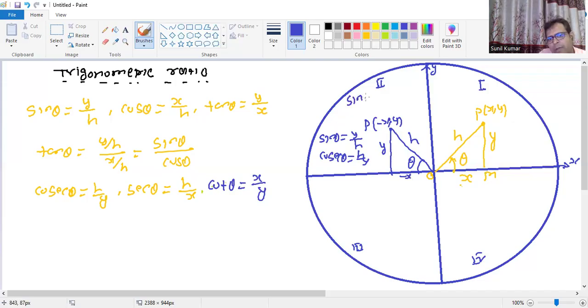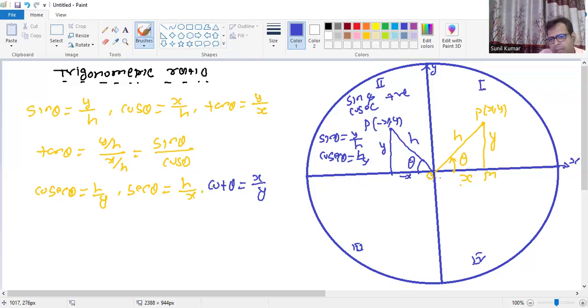Sine and cosec are positive, and the remaining are negative. So in the second quadrant we can say except sine and cosec, the other four are negative. Four means cos and sec, tan and cot theta. All four are negative in the second quadrant.